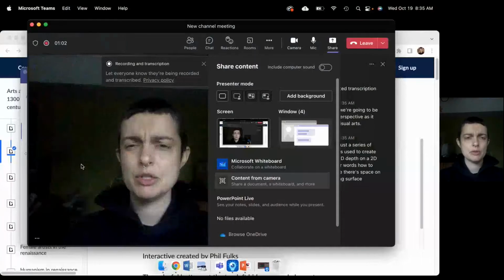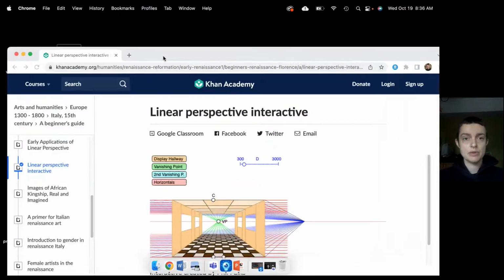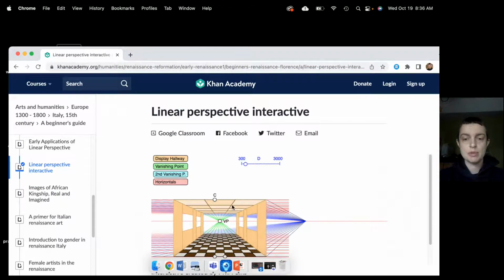Hi, folks. Today we're going to be talking about perspective as it relates to the visual arts. Perspective is just a series of strategies that's used to create the illusion of 3D depth on a 2D surface. In other words, how to make it look like there's space on your flat drawing surface. I'm going to be showing you some images and talking about different strategies for creating the illusion of depth.